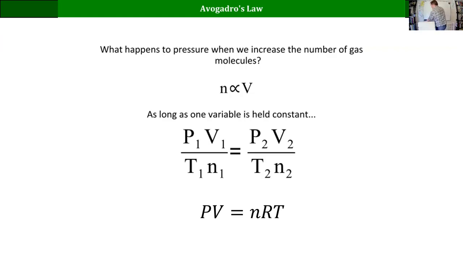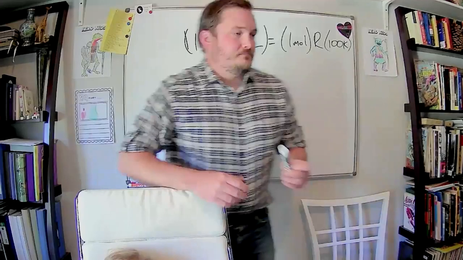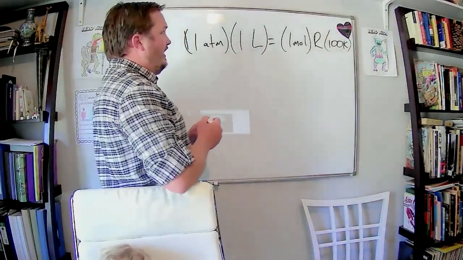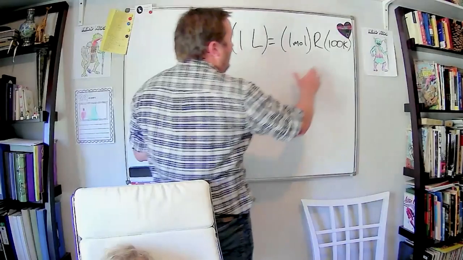And anytime they ask you a hypothetical like this, you can always just make up some numbers and do a test. Like you can say, okay, well, what happens if your moles goes up? What happens to temperature? You can just plug one in for everything. You say, okay, one atmosphere, 1 liter equals 1 mole times R, which is a constant, times, I'll just pick 100 Kelvin just for the sake of practicing this here.